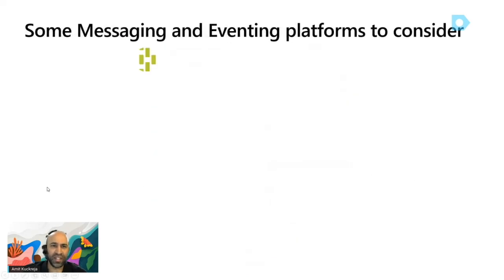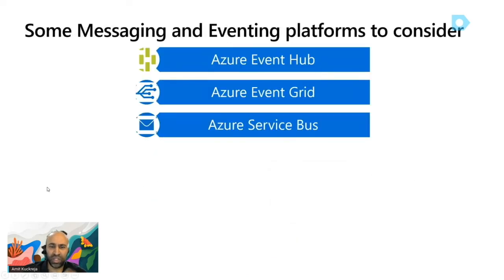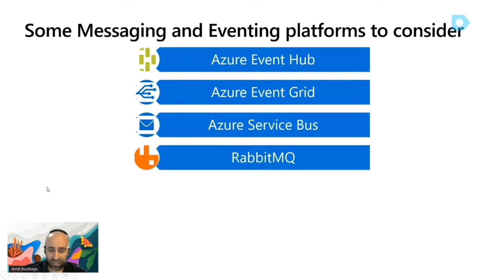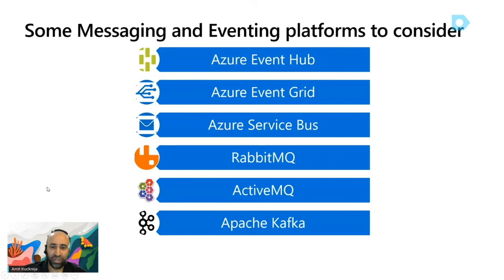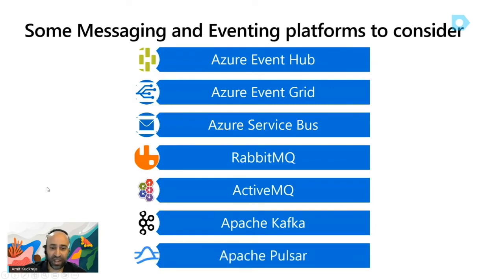So, some messaging and eventing platforms to consider. Azure has Event Hub, Event Grid, and Service Bus. There are a number of other open source ones, including RabbitMQ, ActiveMQ, Apache Kafka, and Apache Pulsar. And there's a number of other commercial software as well.